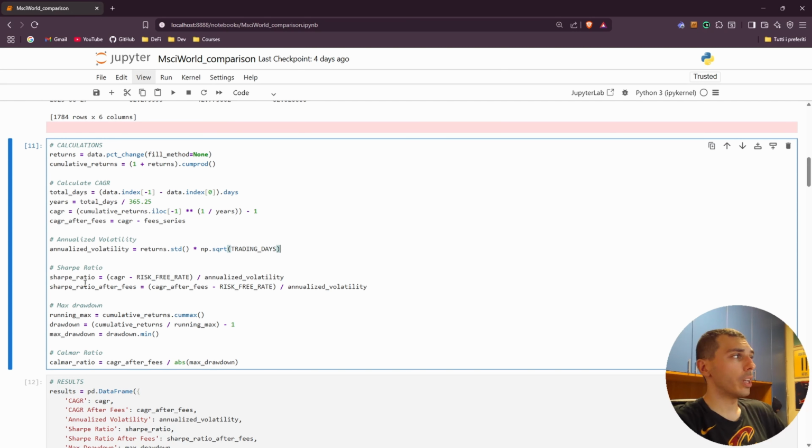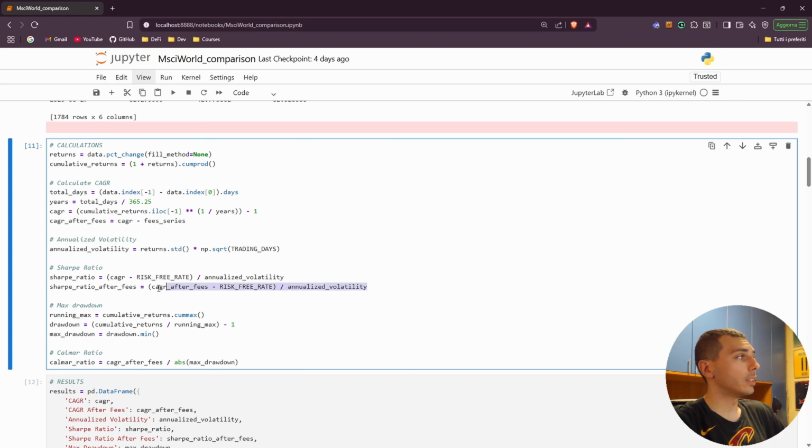The Sharpe ratio is a crucial metric for evaluating risk-adjusted returns. Basically, it helps answer the question, how much extra return did I get for each unit of risk I took? We calculate it by taking the ETF compound annual growth rate, subtracting our risk-free rate, and then dividing by the annualized volatility. A higher Sharpe ratio is always better because it means that you're getting more return for the risk you're taking, so it's good.